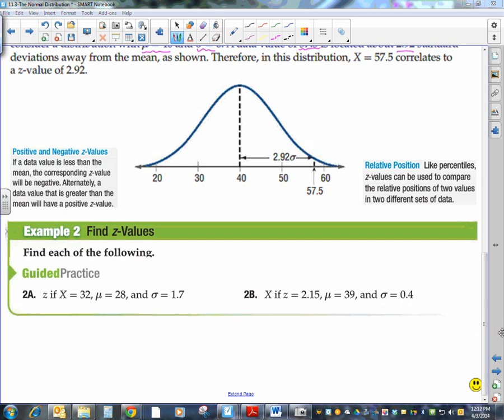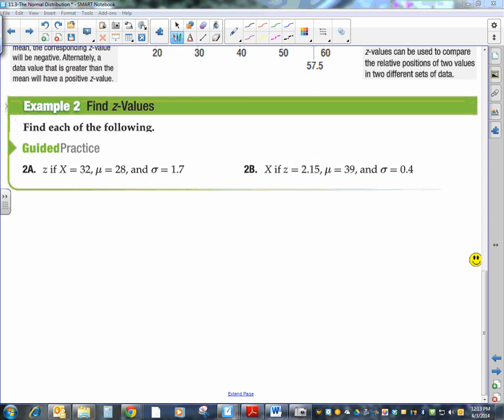Okay, so some examples finding z values. They ask us to find z if our data value is 32, our mean is 28, and our standard deviation is 1.7. So our formula that we just had tells us that the z value is x minus mu over sigma. So that means I'm going to have 32 minus 28 over 1.7. Punch that in your calculator and you will have a z value of 2.35.